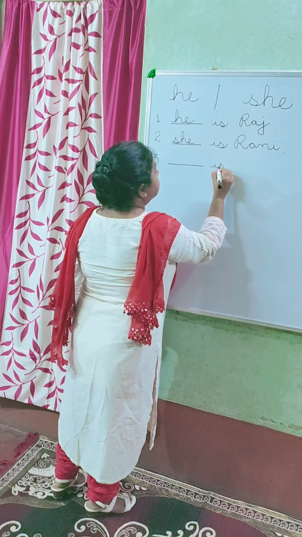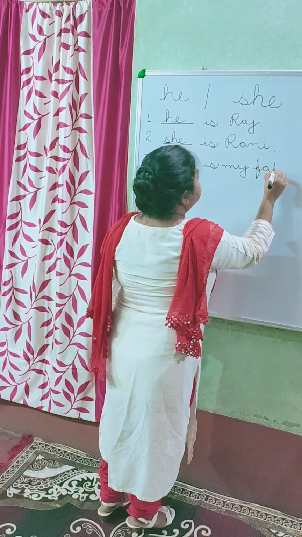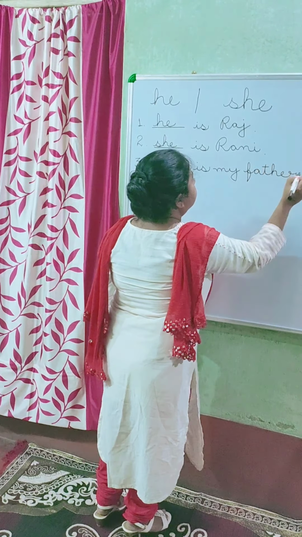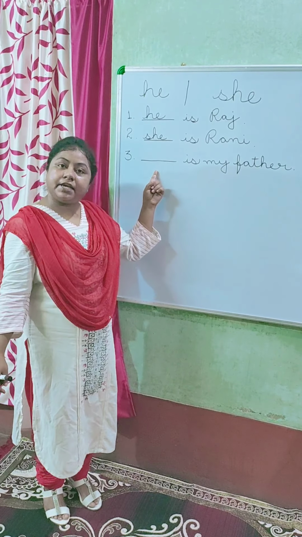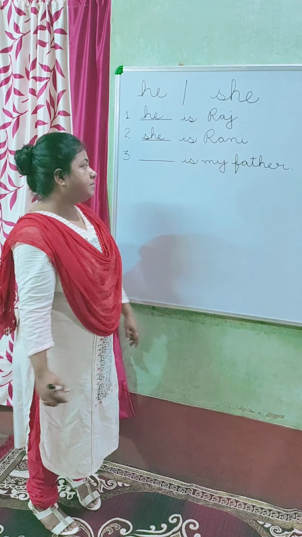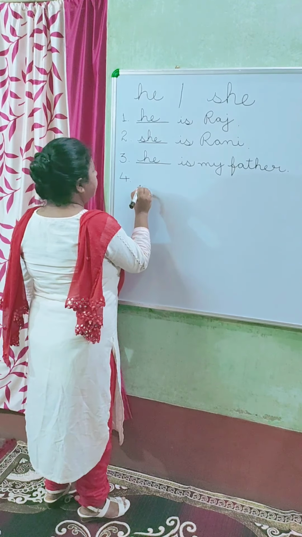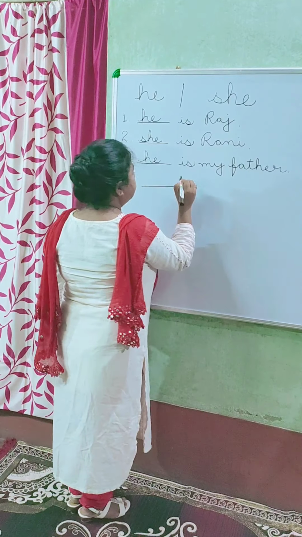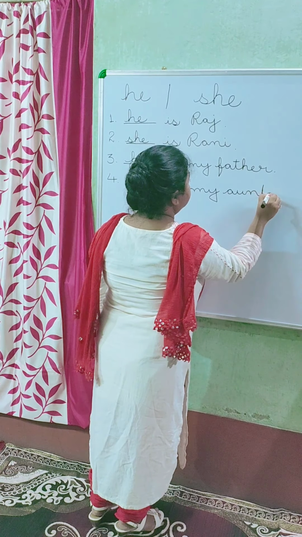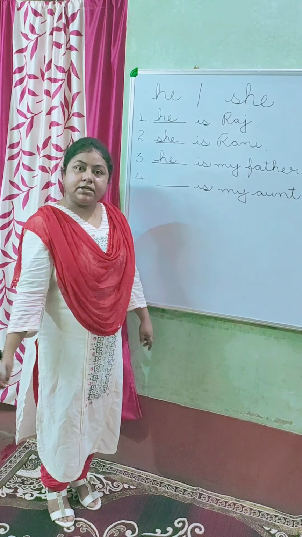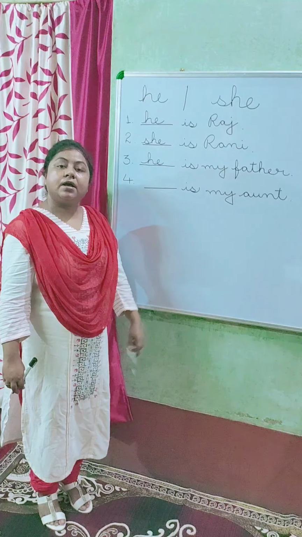Dash is my father. F-A-T-H-E-R. So, children, father is male gender. So, here we'll write he. He is my father. Number four. Dash is my aunt, A-U-N-T. So, aunt is a female gender. So, here in this dash, we'll write, she is my aunt.